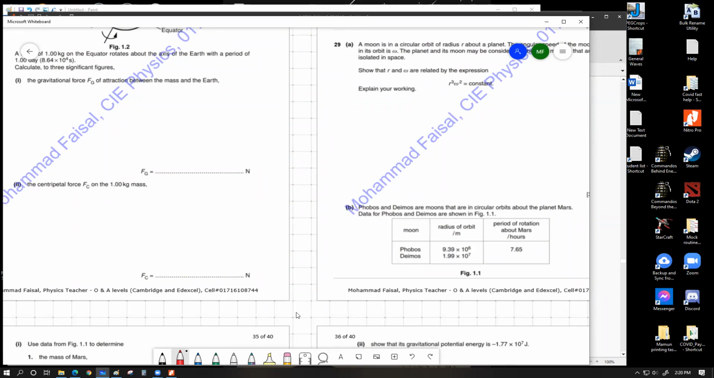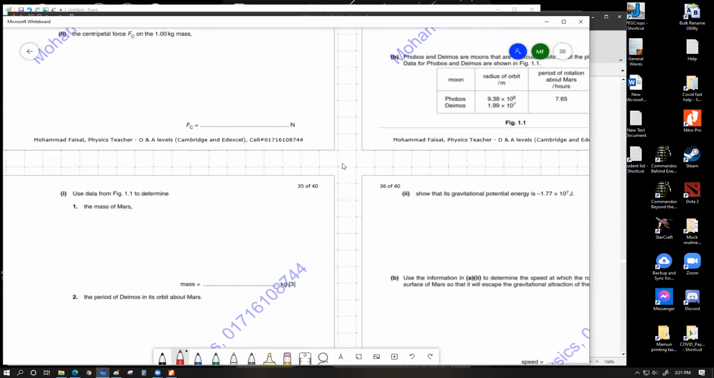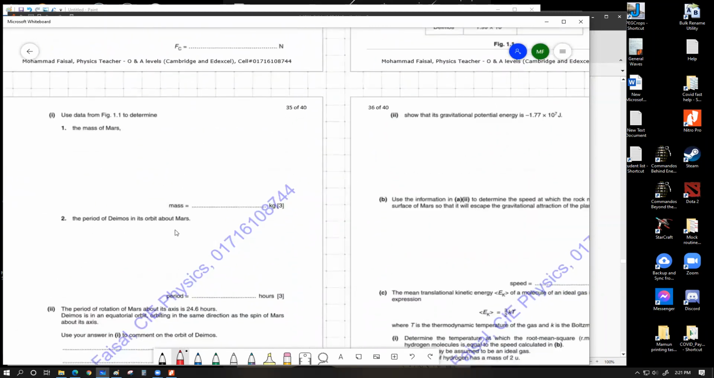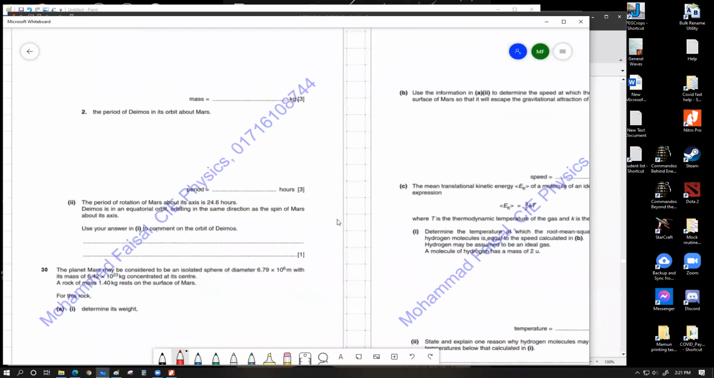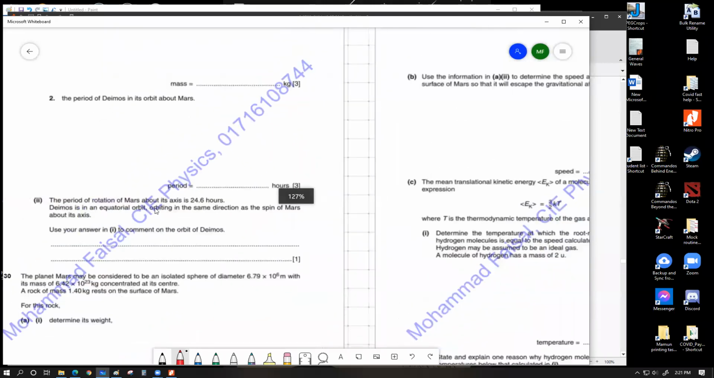আচ্ছা, এখান থেকে এটা বাই করা যাবে। তারপর বলছে পিরিয়ড অফ ডেমিয়াস এবং এস অরবিটস। The period of rotation of Mars about its axis is 24.6 hours, slightly bigger than Earth. Deimos is in an equatorial orbit, orbiting in the same direction as the spin of Mars about its axis.